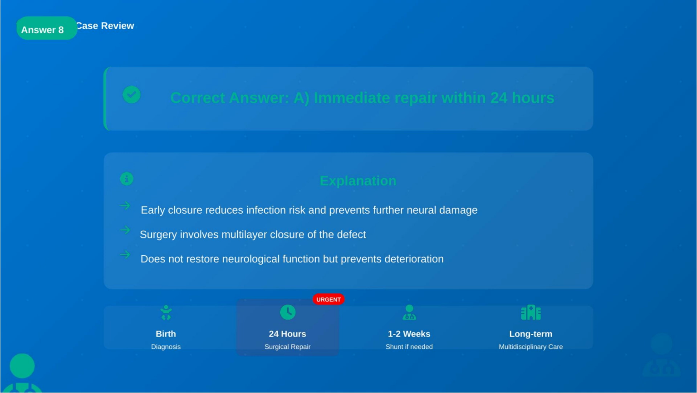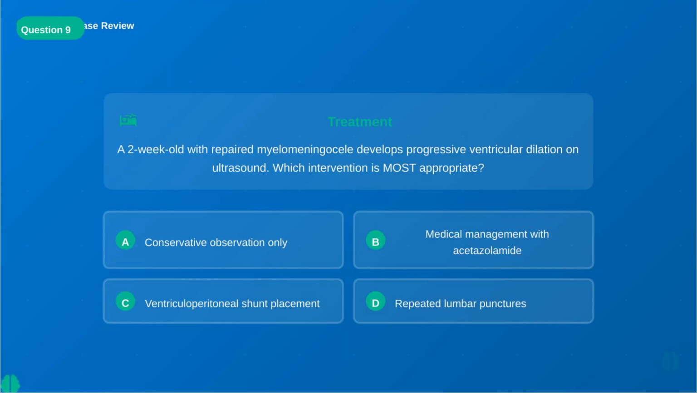The surgical procedure involves multi-layer closure of the defect with careful preservation of neural elements. While surgery cannot restore neurological function that is already lost, it prevents further deterioration and reduces the risk of complications such as meningitis. A 2-week-old with repaired myelomeningocele develops progressive ventricular dilation on ultrasound. Which intervention is most appropriate?